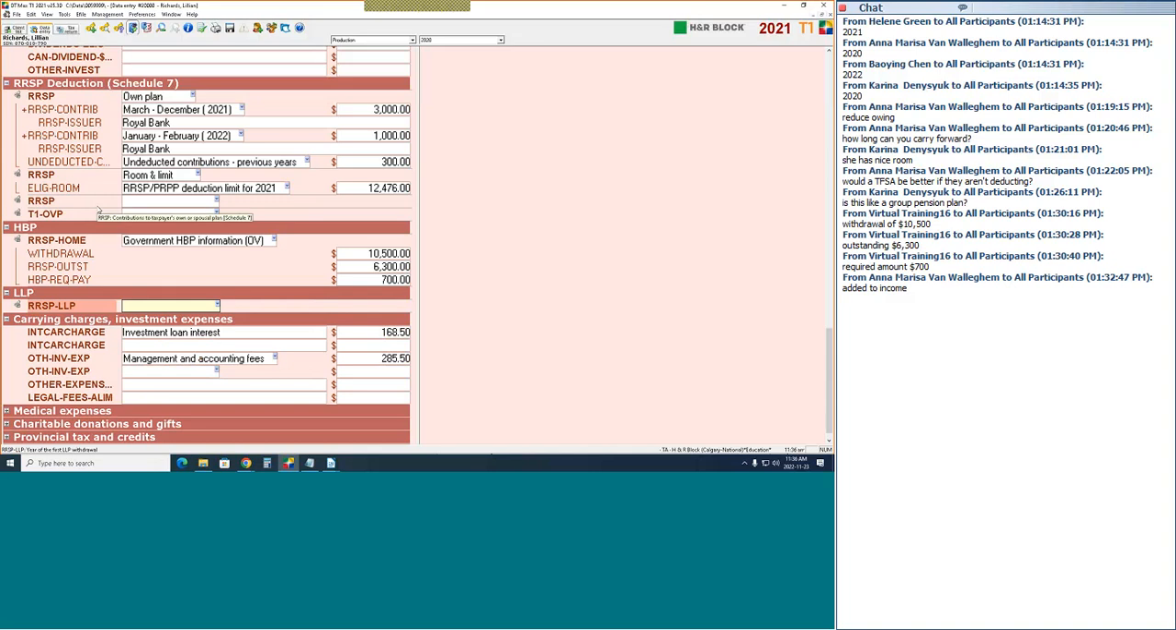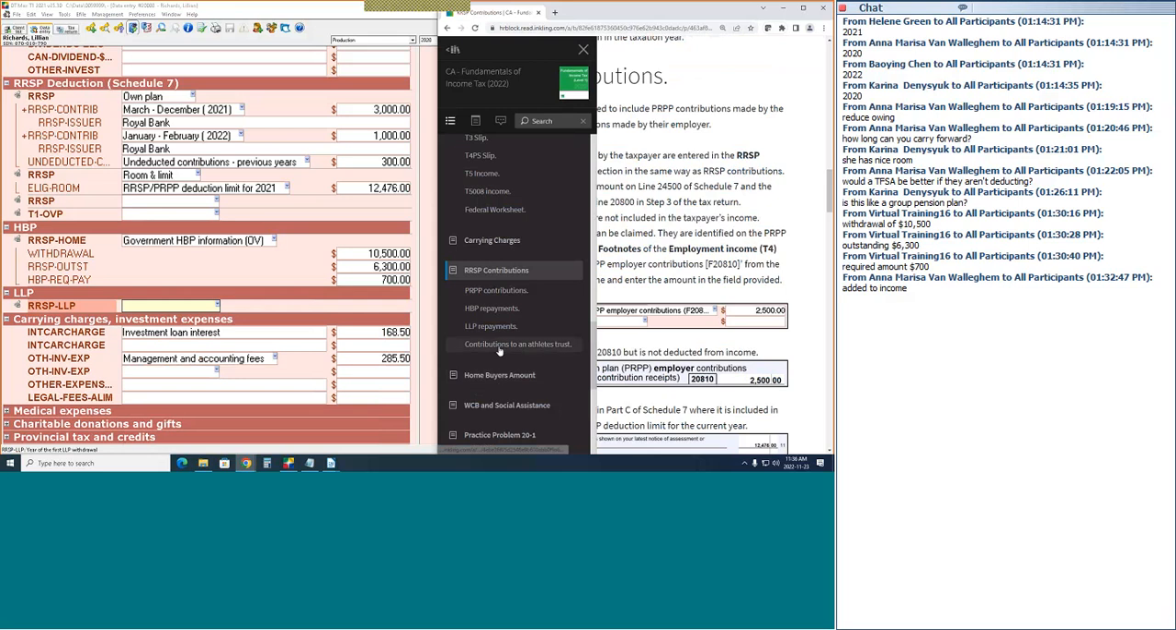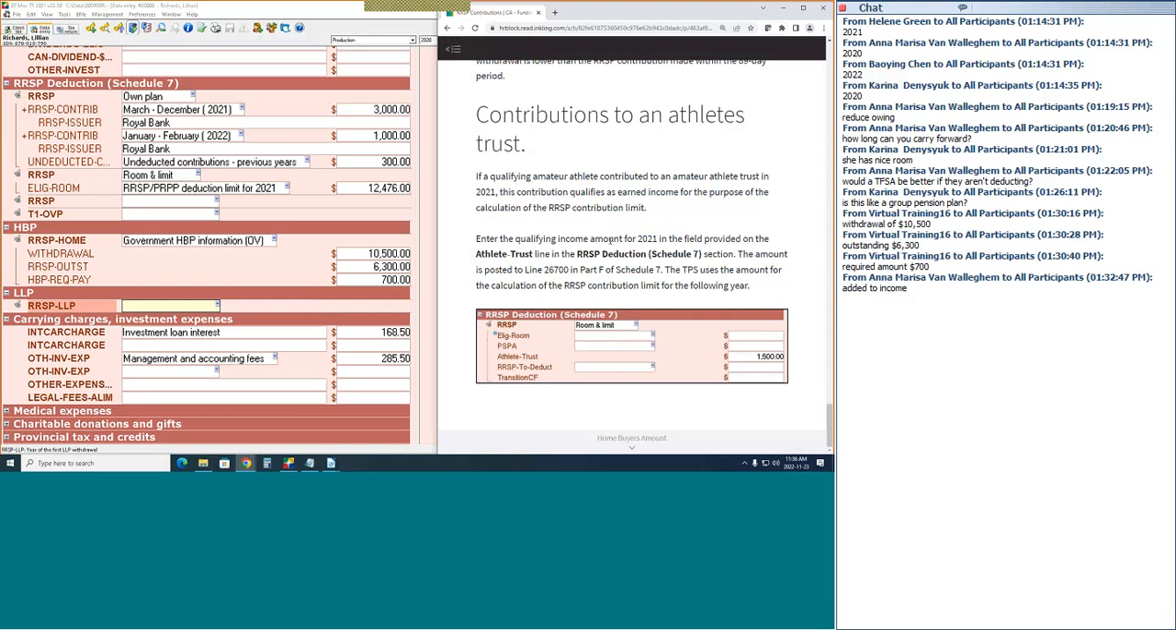And then if you have someone who has put money into an athletic trust, all I'm going to say about that is there's a section in your textbook about athletic trusts, contributions to an athlete's trust. They are so uncommon. If you need the data entry, it shows you how to do it here. Okay, so that is investment income.